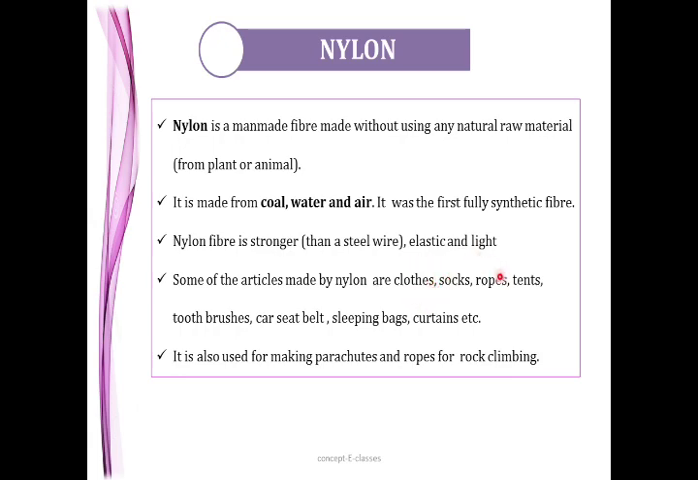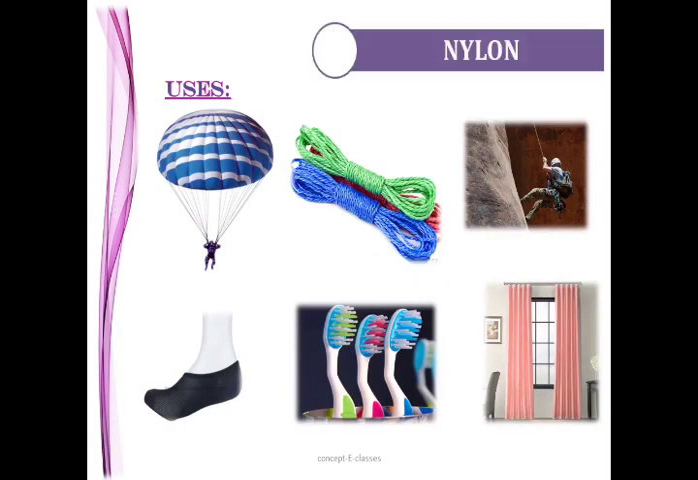Some of the articles made by nylon are clothes, socks, robes, tents, toothbrush, car seat belt, sleeping bags, curtains, etc. It is also used for making parachutes and ropes for climbing. Look at here. These are the different uses. The parachute and the rope, and the climbers can use this rope because it is very strong. Okay, and curtains, socks and the toothbrush. Look at here, this is nylon.